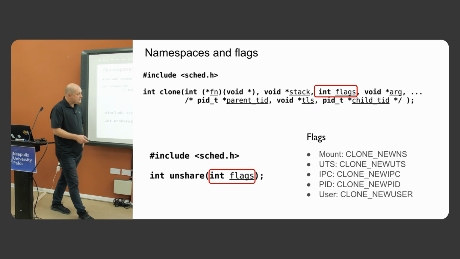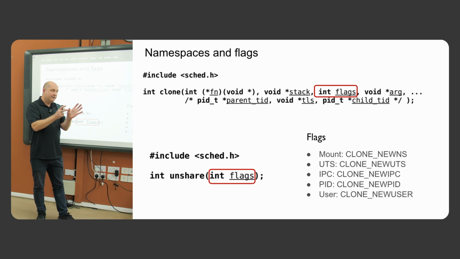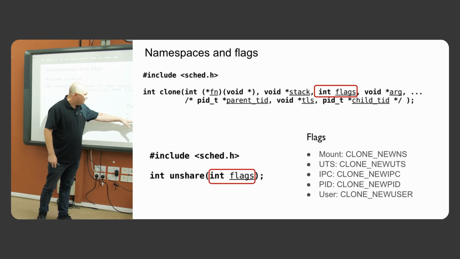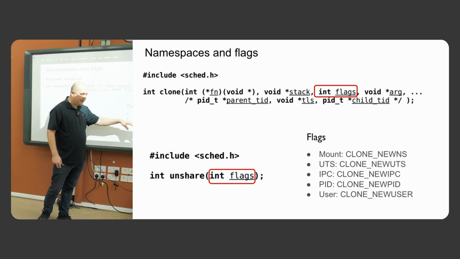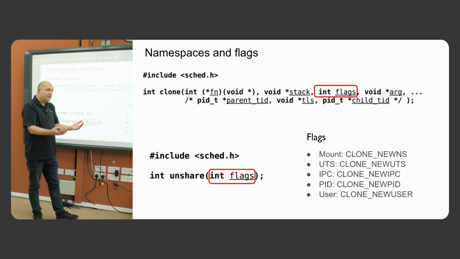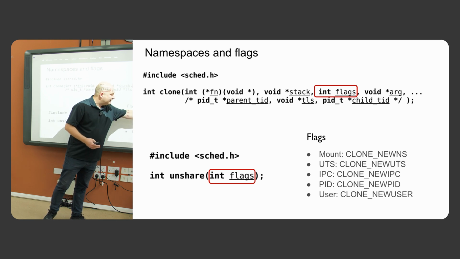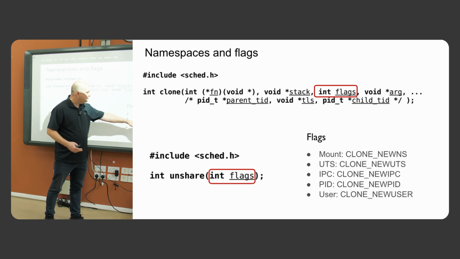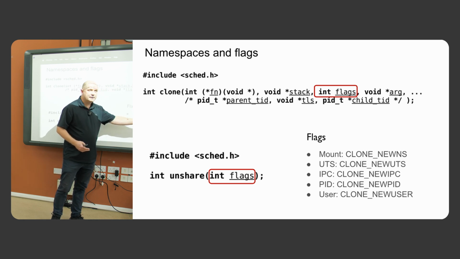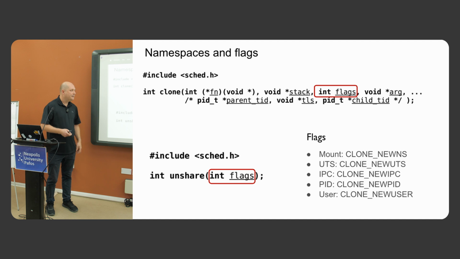So again, this is the mount namespace. This is the view for the file system tree, right? New UTS, Unix Timesharing System. I will tell about each of them. IPC, PID, and user. Making a clone of the process, you can create your own file system, UTS, and so on. Or you can share everything with the parent, right?